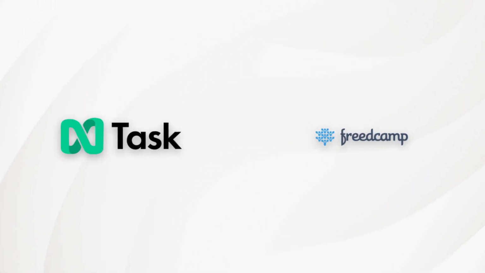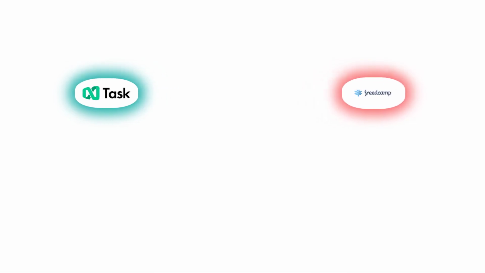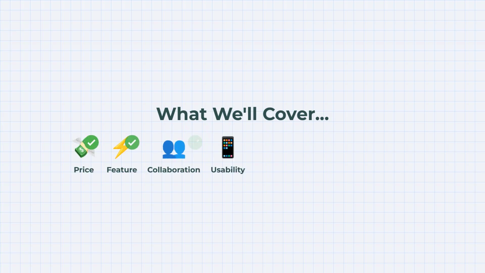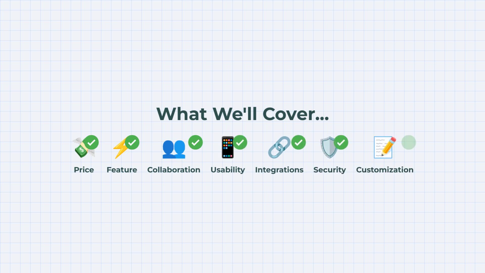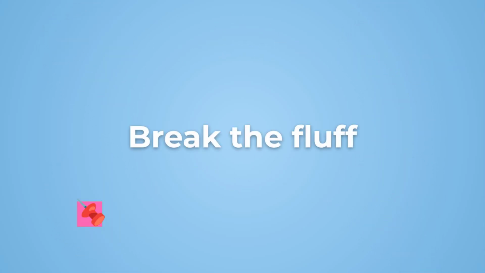Two popular project management platforms, but one big question: which one actually helps you get more done? On one side, we've got nTask, built for simplicity and collaboration. On the other, Freedcamp, packed with features and made for flexibility. Today, we're testing them in the ways that matter most: task management, team communication, pricing, integrations, and beyond. Forget the fancy marketing. We're looking at real features, real workflow, real results.